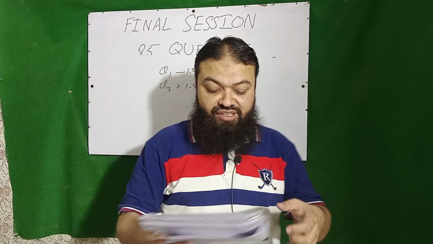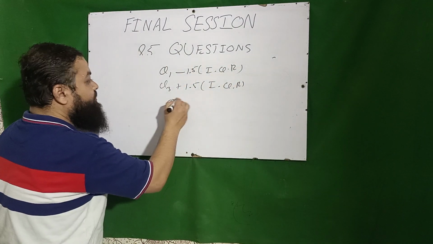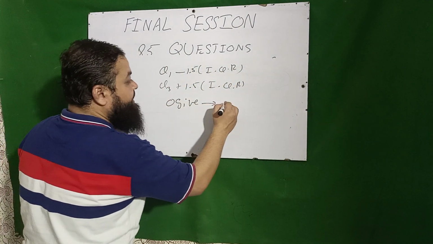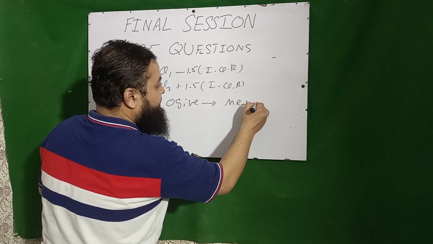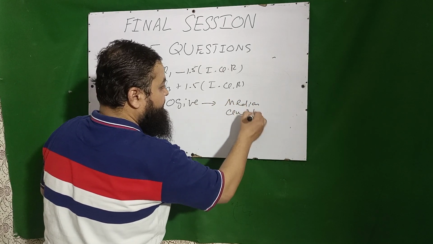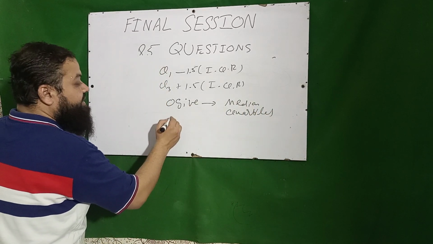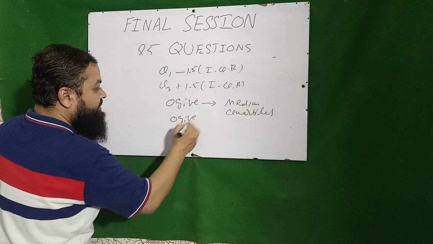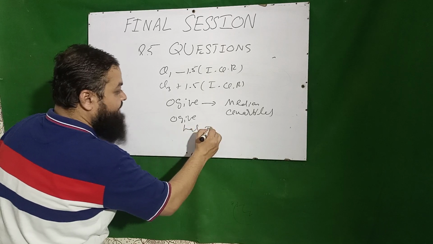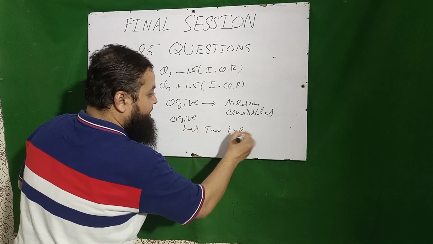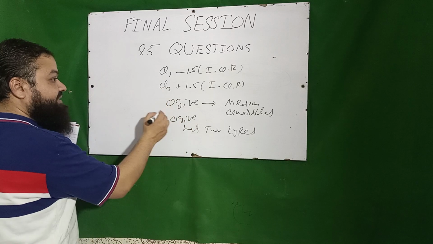Next is ogive is a graph. Dear students, ogive is a graph which is used to locate median, quartiles, percentiles and deciles also, and there are two types of ogive. It has two types, less than and more than, and they intersect at median.